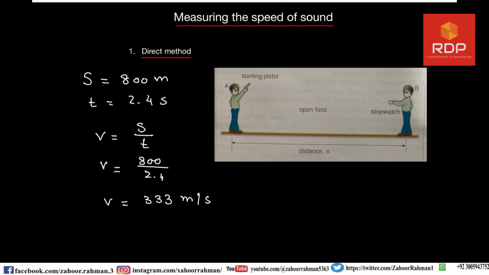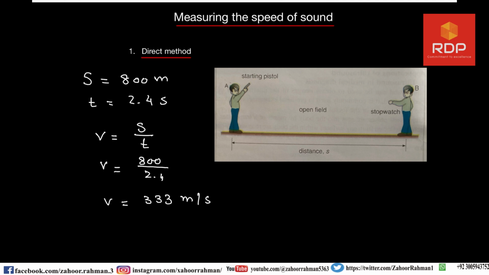Now in the second part, observer A fires a starting pistol. Third one is observer B on seeing the flash of the starting pistol starts the stopwatch and then stops it when he hears the sound. The time interval T is then recorded.